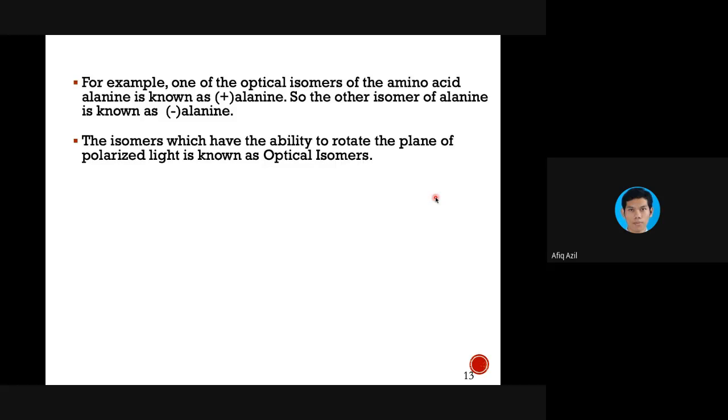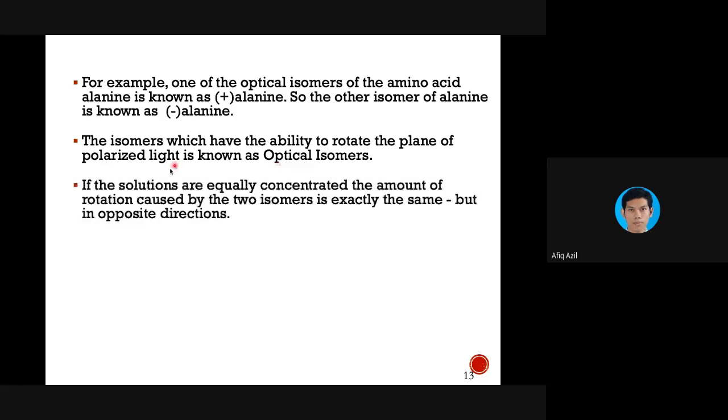For example, one of the optical isomers of the amino acid alanine is known as positive alanine, while the other stereoisomer is called negative alanine. These isomers have the ability to rotate the plane of polarized light, so they are known as optical isomers. The word optical refers to the use of light, because it can rotate the light source, the plane polarized light. That's why we call them optical isomers.